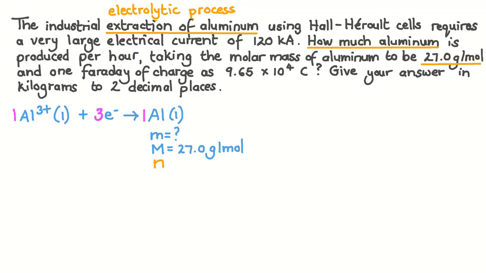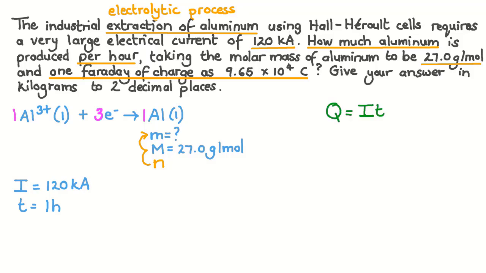We can see that we first need to calculate the number of moles of aluminum produced, and using this value and the molar mass, we can then determine the mass. We are not given the number of moles of aluminum, but we are given other data. We are given the current that flows in kiloamps and the time that has elapsed, which is 1 hour. We are also given the value of 1 Faraday of charge.